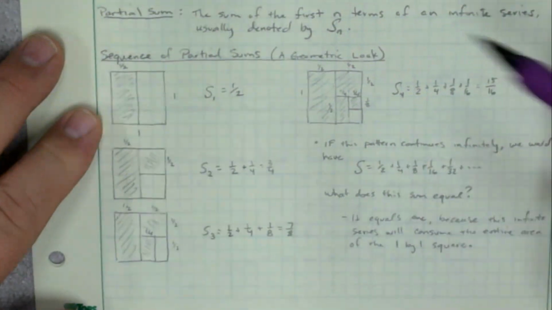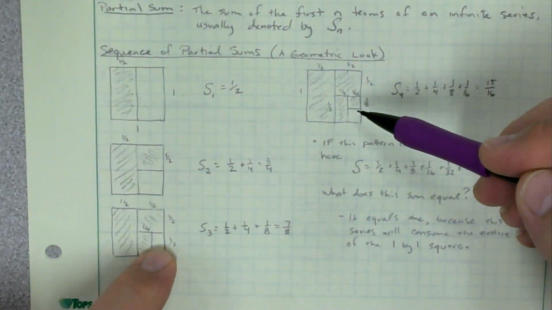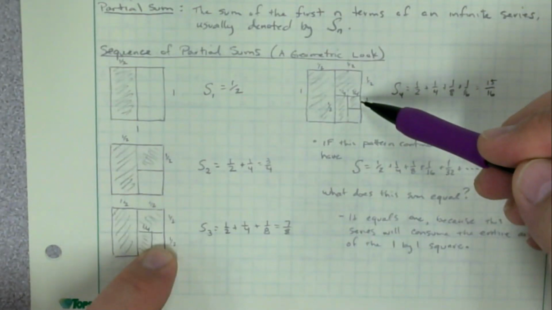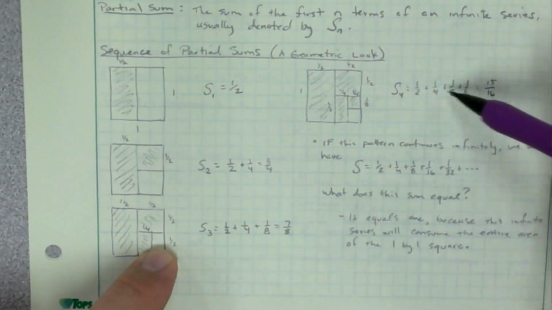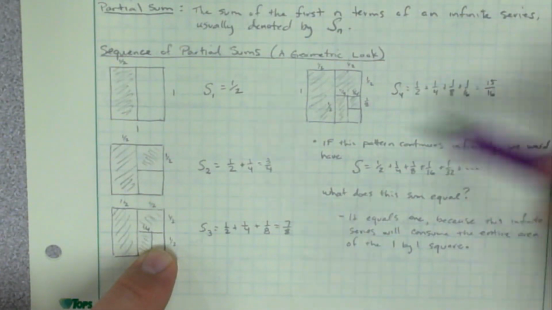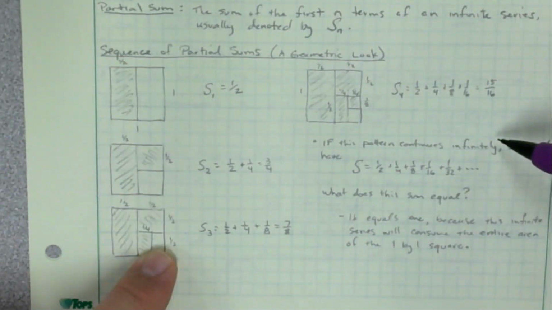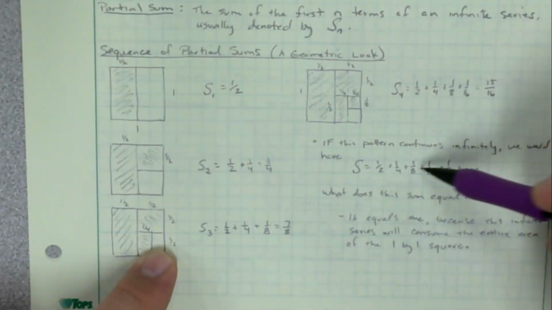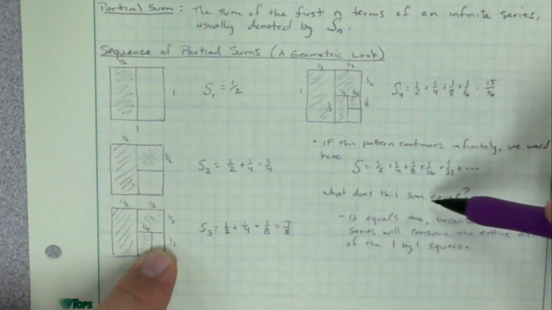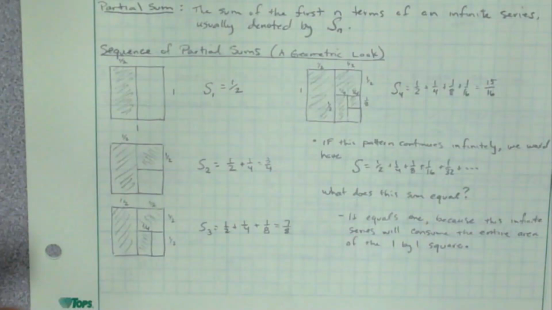And we can just keep on going here. Cut that in half, and it gives me 1/16 here. And keep adding it all up. Now I have 15/16. And if this pattern continues infinitely, so I keep cutting in half and adding, and cutting in half, and I do that forever, what does this sum equal? Or does it equal anything?